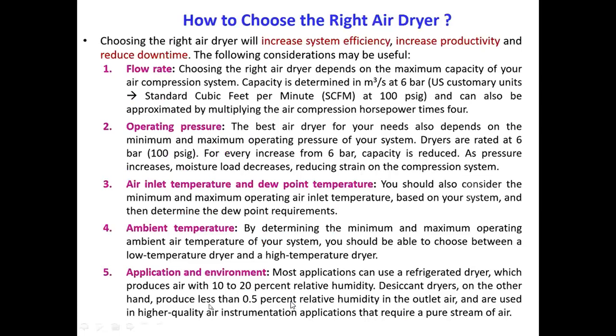So how to choose the right air dryer? Choosing the right air dryer will increase system efficiency, increase productivity, and reduce downtime. The following considerations may be useful. Flow rate: choosing the right air dryer depends on the maximum capacity of the compressed air flow system. Capacity is determined in cubic meters per second at 6 bar and can also be approximated by multiplying the air compressor horsepower times 4. Operating pressure: the best air dryer for your need also depends on the minimum and maximum operating pressure of the system.